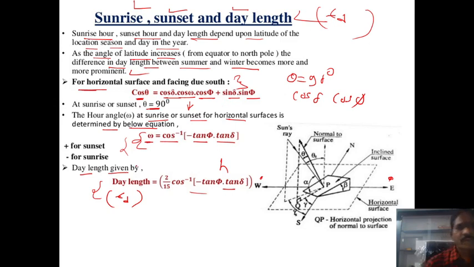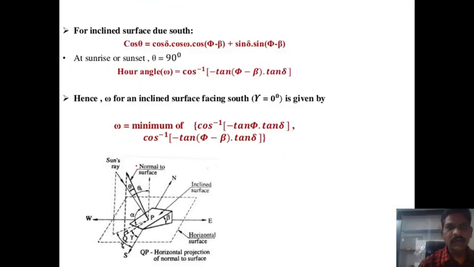Okay. So after determining this whole formula, if you consider an inclined surface facing due to the south, inclined surface means this collector will be considered now, right? So if you consider the collector, then there is a beta angle for the inclined surface. Yes or no? Yes, this is our collector.